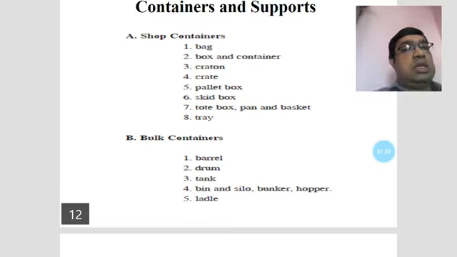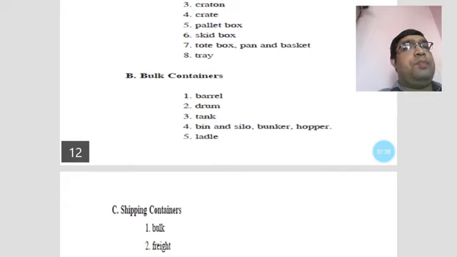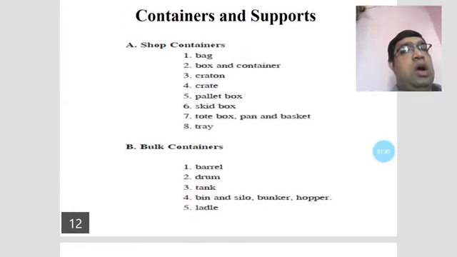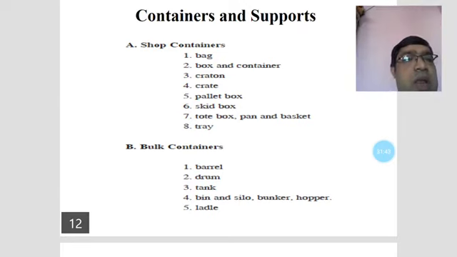And very easily you transfer. And the bulk containers: the bulk container is available in container systems, such as barrel, drum, trunk, bin and silo, bunker, hoppers and ladles.